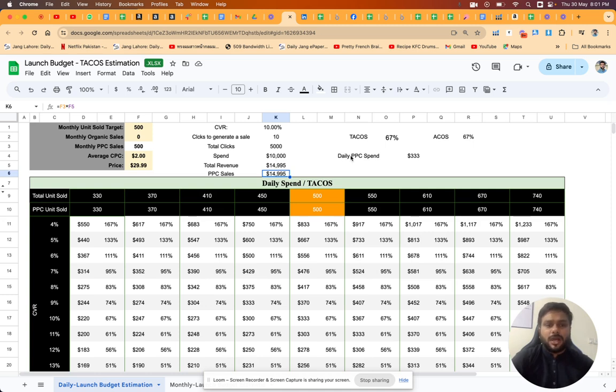And what would be our daily PPC spend, what we will be spending on a daily basis? Then we will divide $10,000 by 30 days. This is our 1 day spend, which is $300 plus, which we need to spend to get 500 units.